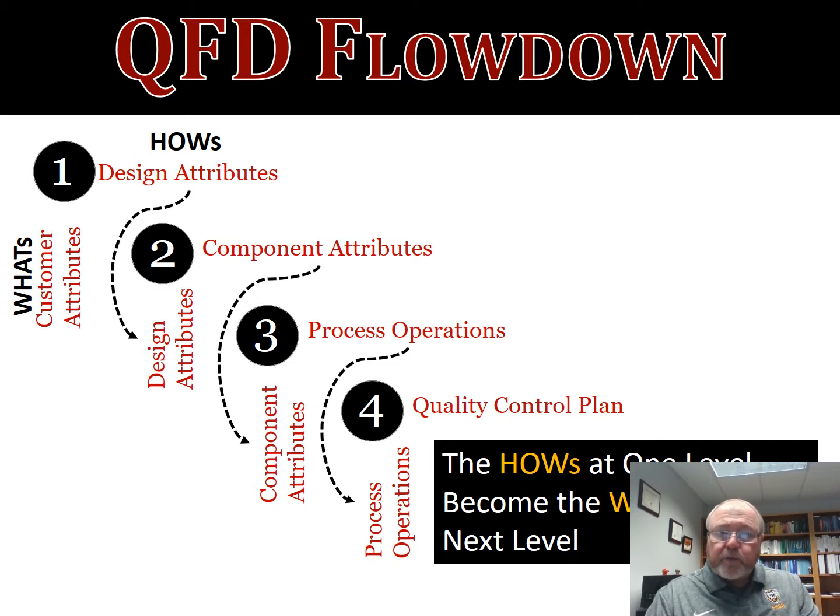And in every case, when you're looking at flowdown generically, the hows in one house become the whats in the next house. That's what these black dashed lines are intended to communicate to you. What we have here is a manufacturing setting, and in the first house of quality, you have the customer needs or attributes being the whats, and the design attributes or design requirements or engineering requirements, however you've chosen to describe those, as the hows.